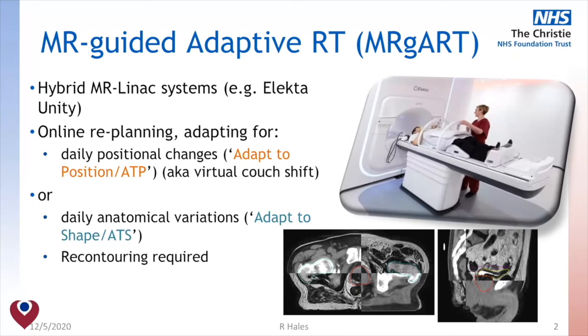The second work stream allows for adaptation for daily variations in anatomy, and in this work stream, recontouring of targets and organs at risk and online replanning is required, and this is known as adapt to shape. In both work streams, the responsibilities of the frontline staff delivering the treatments can differ slightly.